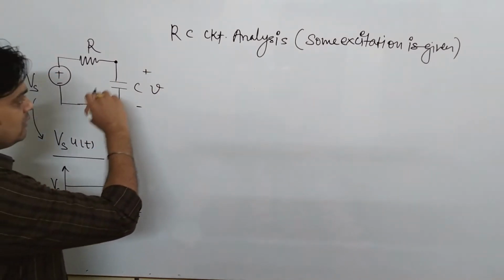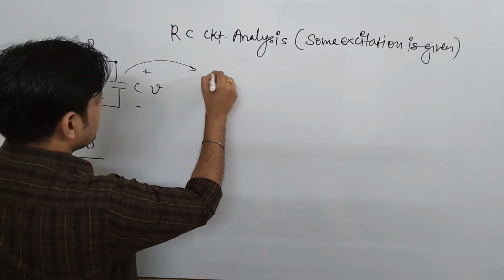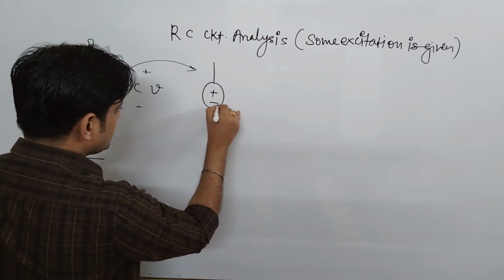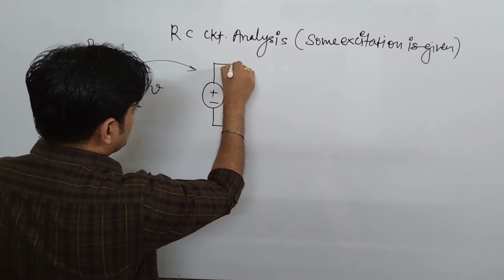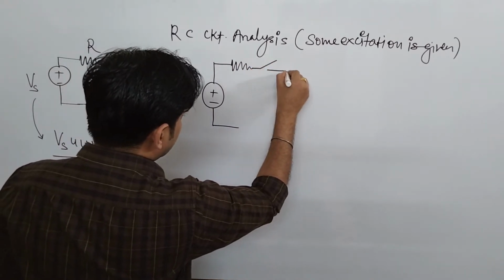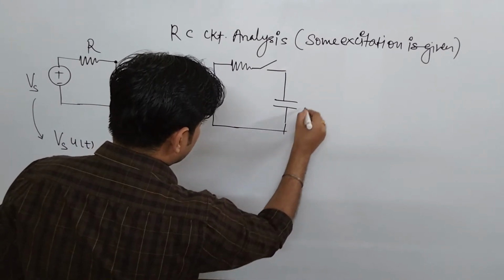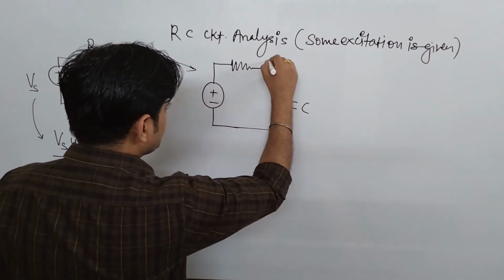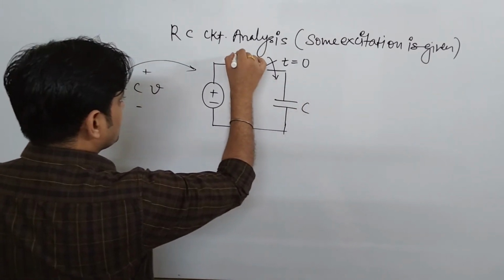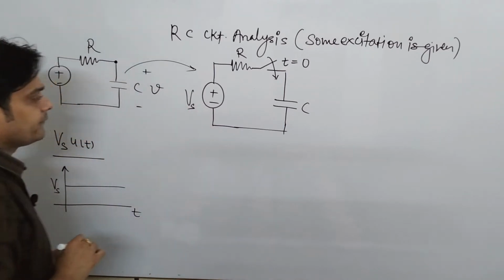Now what I will do is redraw this network once again. This is basically your Vs. For more understanding, I will take one switch here. Again this is your C, this is the switch, this is R, and again this is Vs.